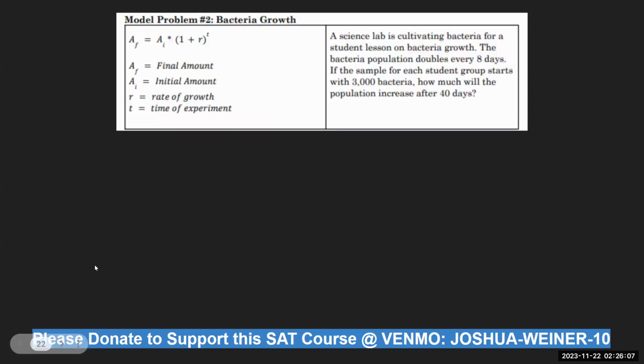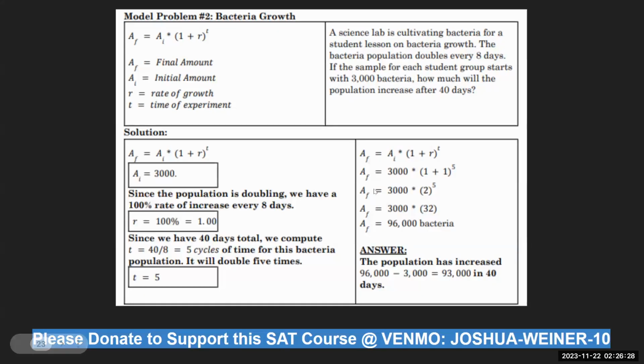Okay, next problem, bacteria growth. Here, a science lab is cultivating bacteria with the student lesson on bacteria growth. The bacteria population doubles every 8 days. If the sample of each student group starts with 3,000 bacteria, how much will the population increase after 40 days? Well, 8 times 5 is 40, so that means 5 periods, right?